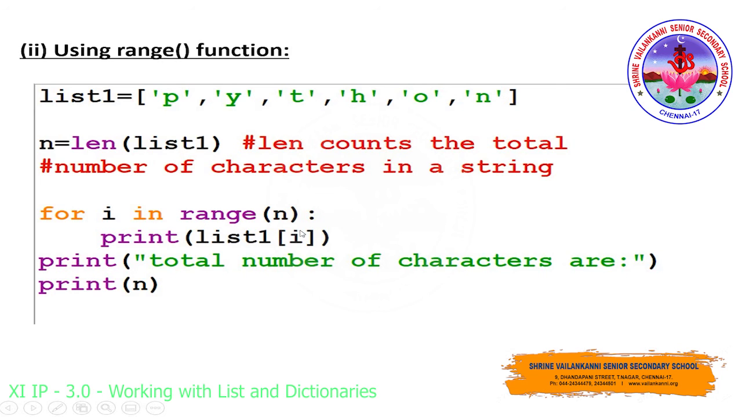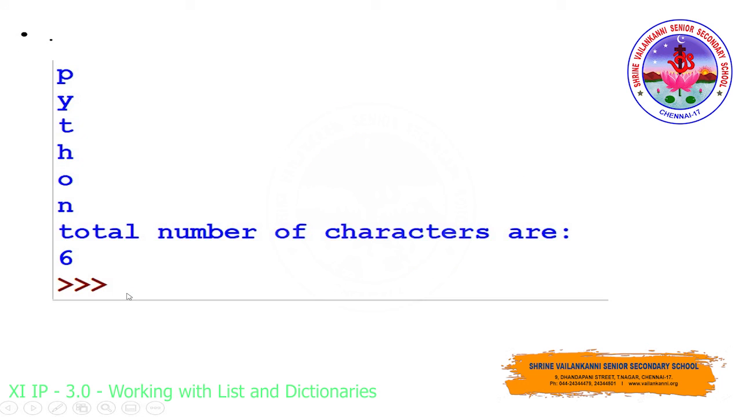So for i in range(6), 6 times it will iterate through the list. If I give print(list1[i]), the value 0 will be assigned to the i variable, and list1[0], the 0th position, has P. That P will be printed. Again it will move on with the next iteration, and continuously it will iterate for 6 times. Once the loop has exhausted, it will come out of the loop and print that the total number of characters is 6. That gets printed over here. So this is how it works, traversing through a list using the for loop.